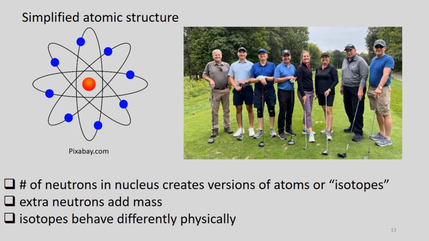This is what you see on the top left-hand corner. This has 2, 4, 6, 8. So it's an oxygen atom with 8 electrons, and there would be 8 protons in the nucleus in the center. But the thing that creates isotopes, or atoms with different masses, are the neutrons. So the number of neutrons in the nucleus makes the mass of an atom change. So, for example, in this one, oxygen, you could have lighter and heavier oxygen.